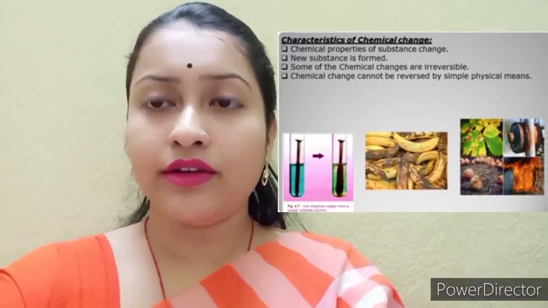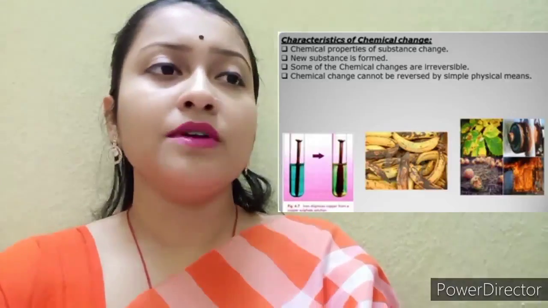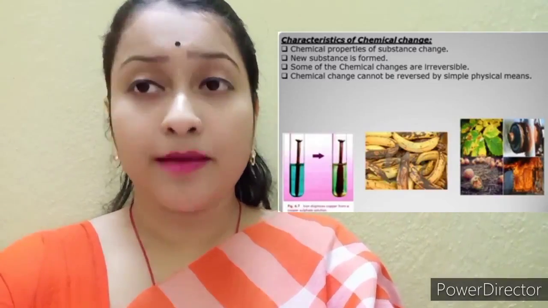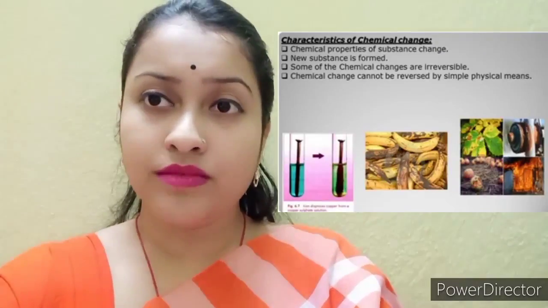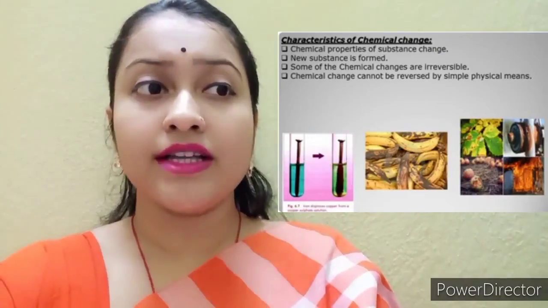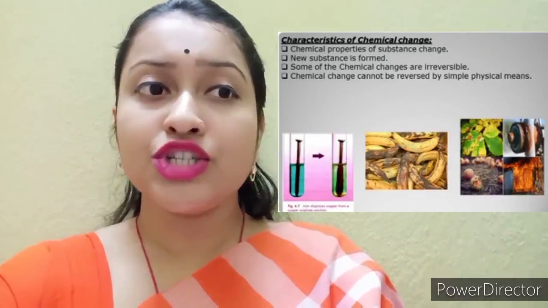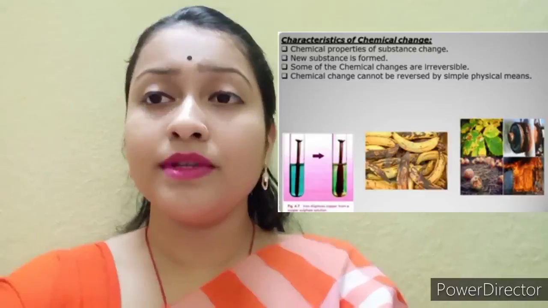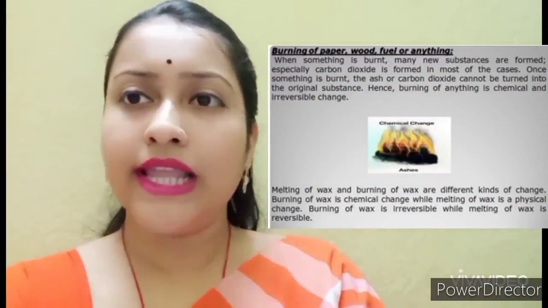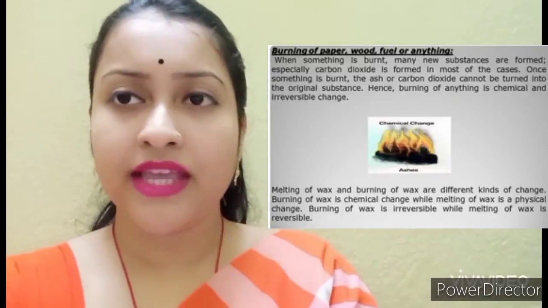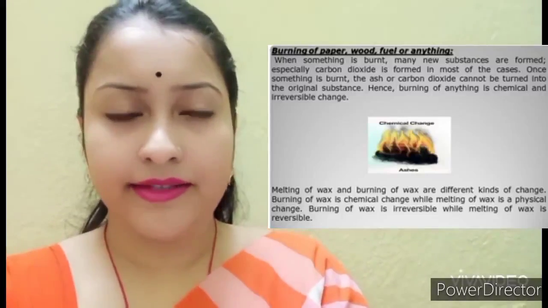Now I will tell you the characteristics of chemical changes. Number one, chemical properties of the substance change. Number two, a new substance is formed. Number three, some of the chemical changes are irreversible. Number four, a chemical change cannot be reversed by simple physical means. Now I will explain one example of chemical change, that is burning of paper, wood, fuel or anything.